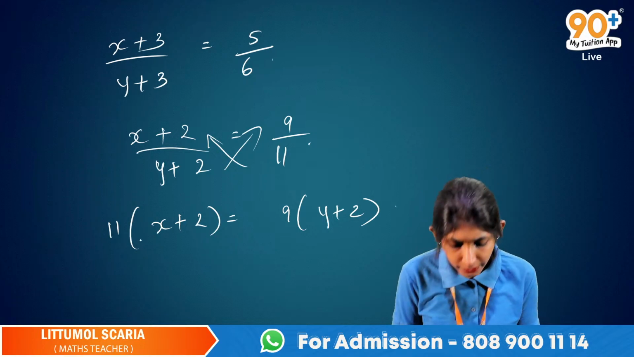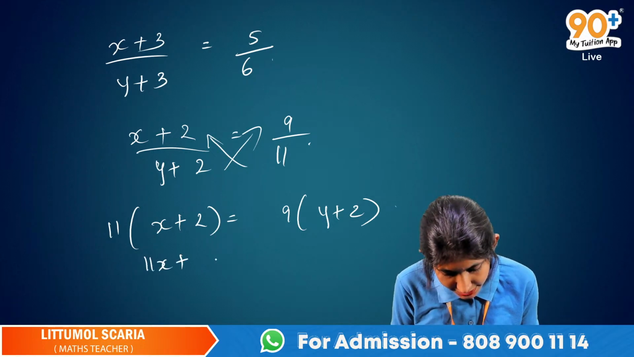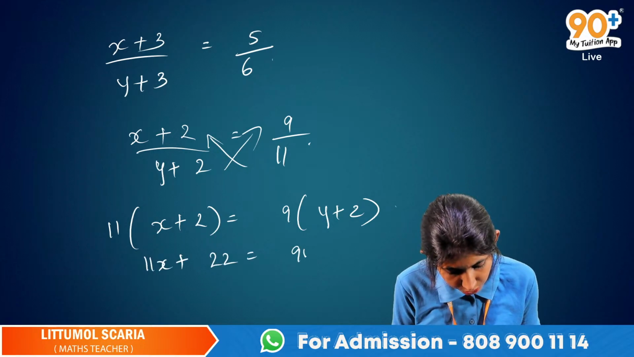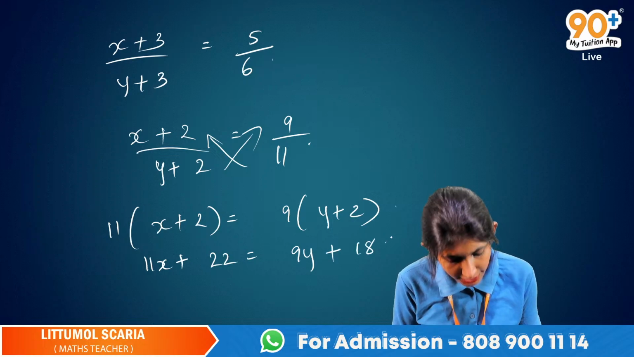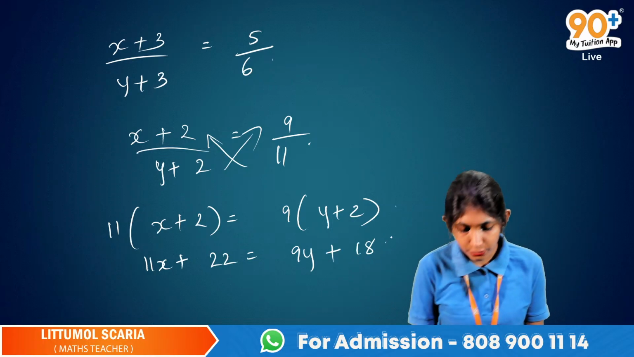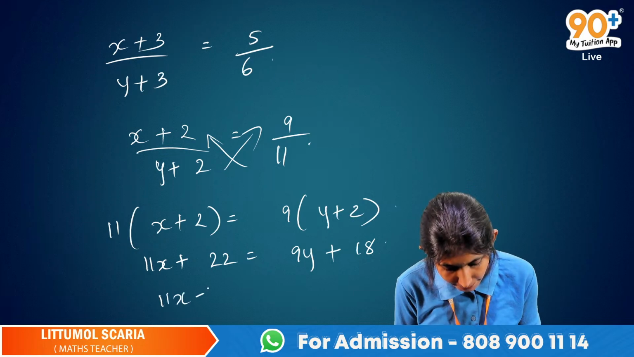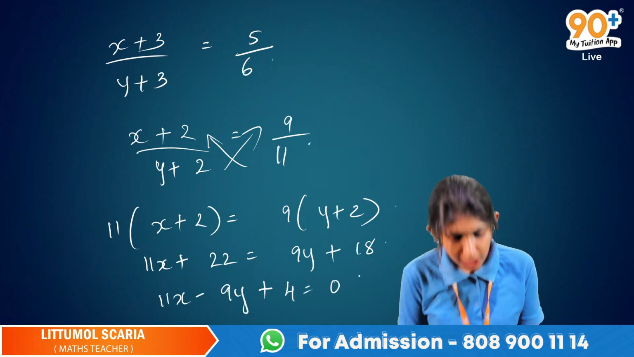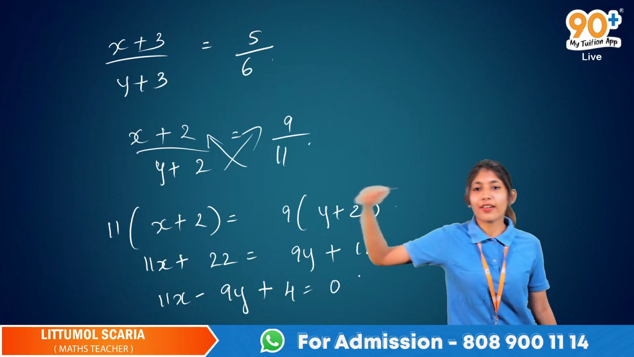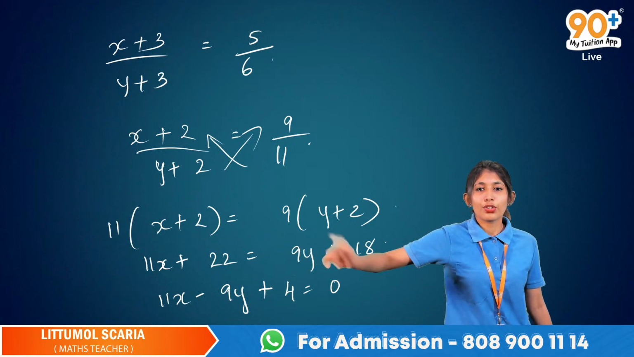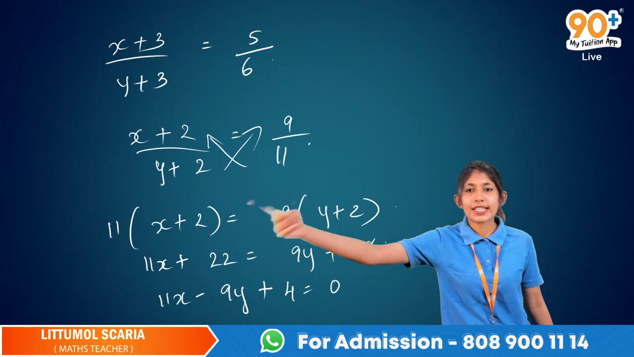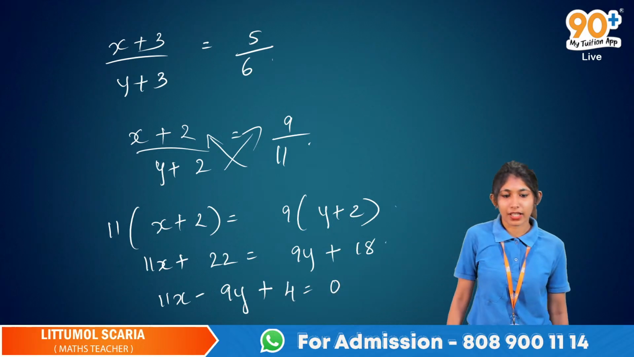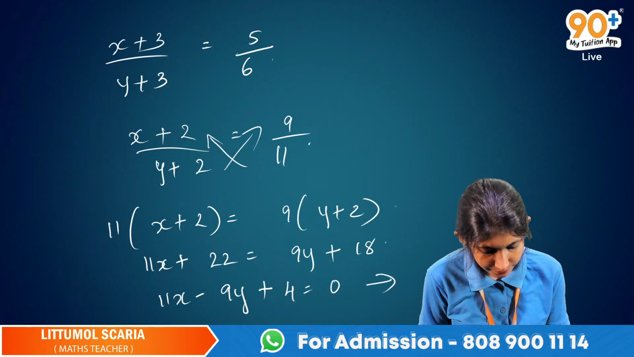Open the bracket. 11x plus 22 is equal to 9y plus 18. Again, standard form: 11x minus 9y plus 4 is equal to 0. We have taken everything to the left hand side. 22 minus 18 is 4. 9y when taken to the left hand side becomes minus 9y. So this is our first equation.